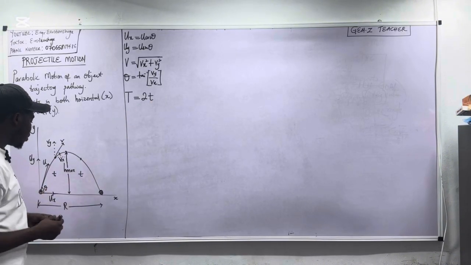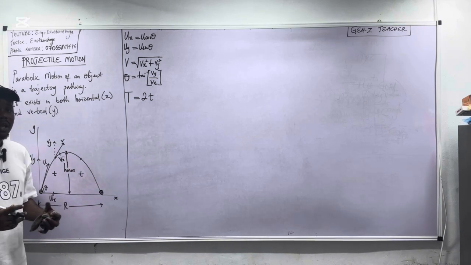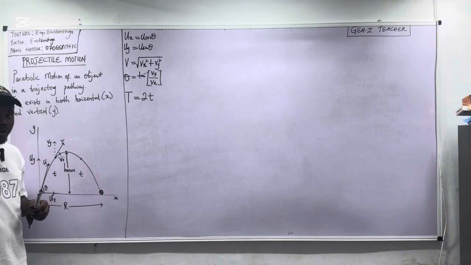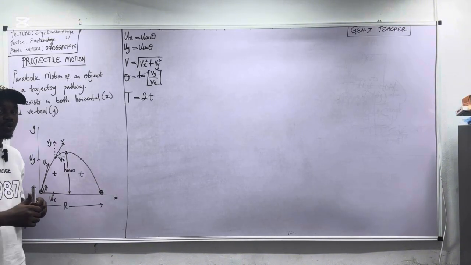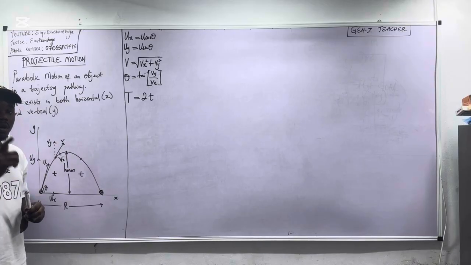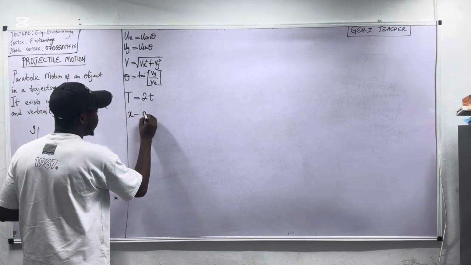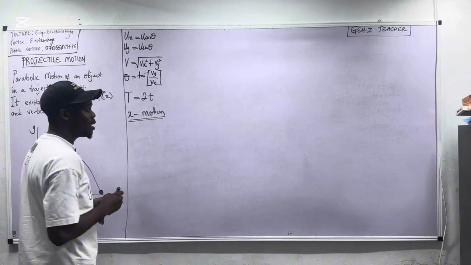Now moving on, the next thing to do is to bring out the formulas, or rather the equations of motion, which I have taught in the previous videos under motion part 1, part 2, and part 3. So please do well to go back and watch those videos carefully. Now, we're going to treat the x motion first and foremost. Let's look at the x motion for a projectile motion.